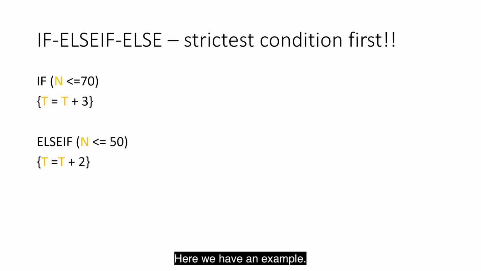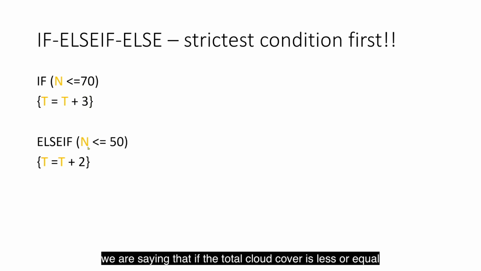When working with if, else if, and else, it is very important to add the strictest condition first. Here we have an example. In the if clause, we are saying that total cloud cover being less or equal to 70, we will increase the temperature by 3 degrees Celsius. And then in the else if, we are saying that if the total cloud cover is less or equal to 50, we are increasing the temperature by 2 degrees.